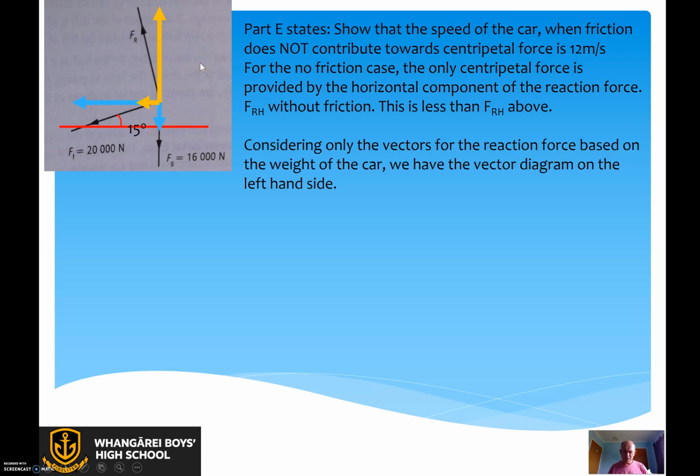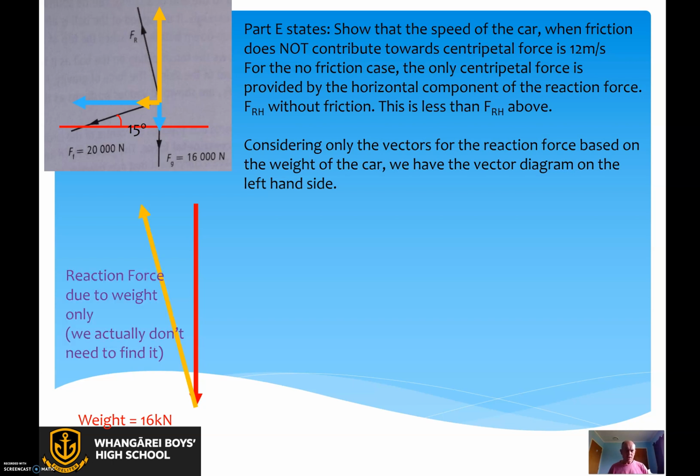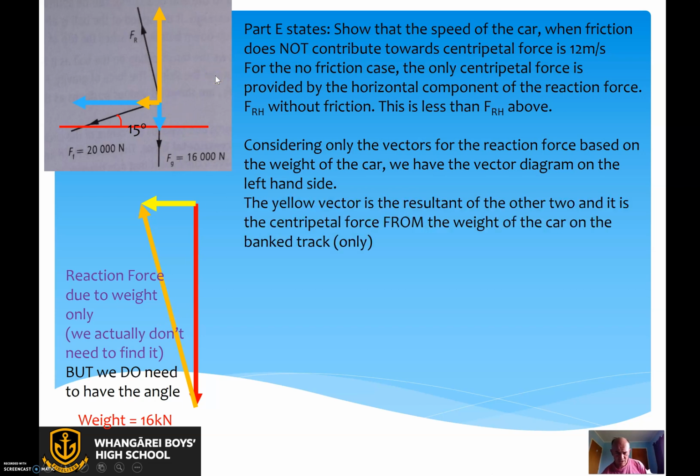Cool. Considering only the vectors for the reaction force based on the weight of the car, we have a vector diagram here. So there's the weight, 16 kilonewtons. There is the reaction force due to weight only, and we don't actually need to find that. I don't care about that at the moment. But we do need to have the angle in here, and that's 15 degrees, because everything's at 15 degrees here. This is what we're looking for. This is a centripetal force caused by the horizontal component of the reaction force from the weight. So, and as I've said to you there, emphasize from the weight of the car on the bank track only, no vertical component from friction.